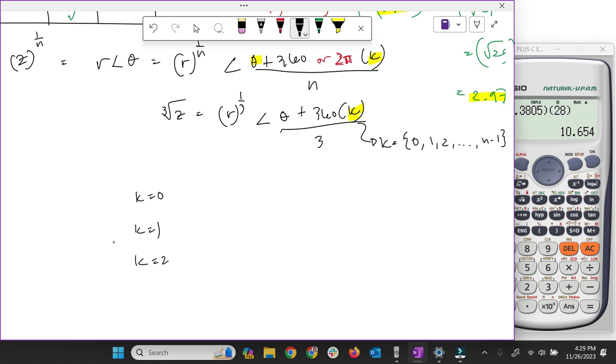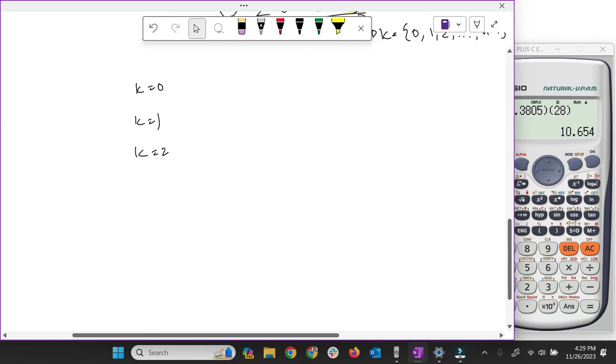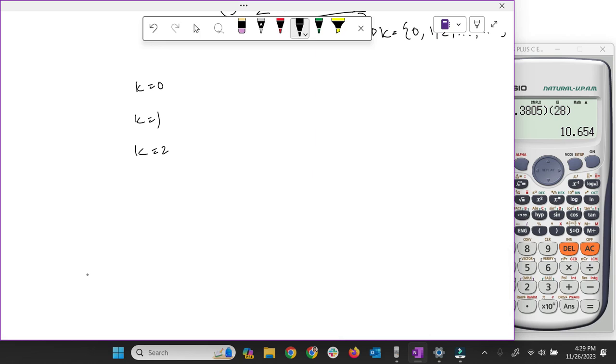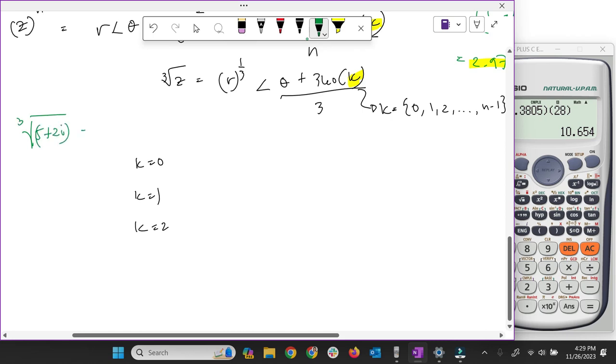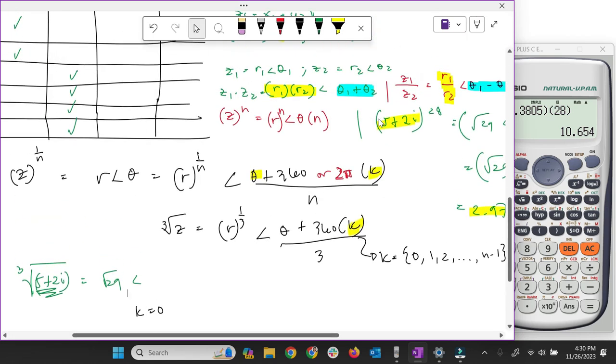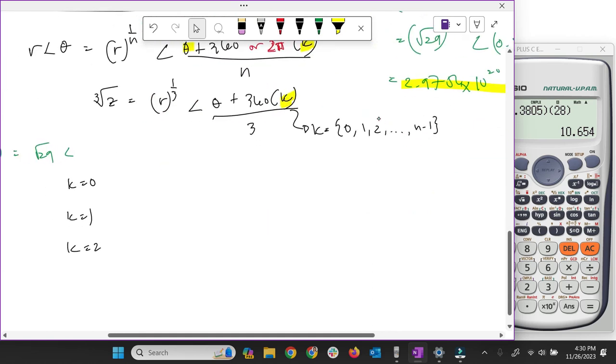So, bigay tayo ng example dito: let's use 5 plus 2i raised to 1/3. Wait lang ha. So, let's have the cube root of 5 plus 2i. Again, kapag ganun, since this is a rectangular form, you have to convert it first to its polar form. So, this will be square root of 29, angle 0.38. Ayan, naka-polar form na siya.